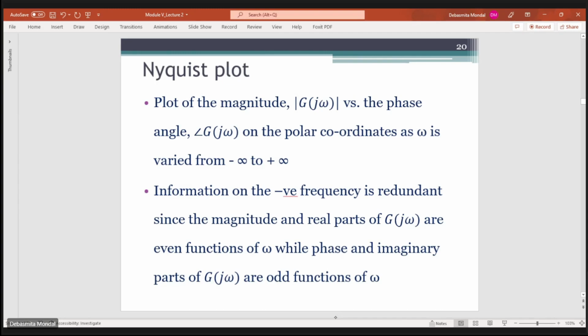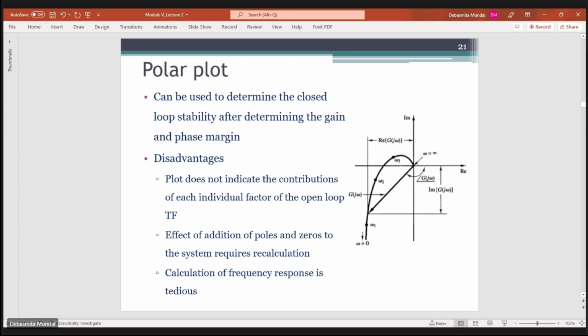Now, this information about negative frequency is basically redundant, because the magnitude and the real part of G of j omega are even functions of omega, and the phase and the imaginary part are odd functions of omega. So if you know the plot for omega equals 0 to infinity, you can simply reverse it and draw the plot for omega varying from minus infinity to 0. So effectively, we need to draw only the plot for omega equals 0 to infinity, and from there we can deduce the nature of the response for omega equals minus infinity to 0.